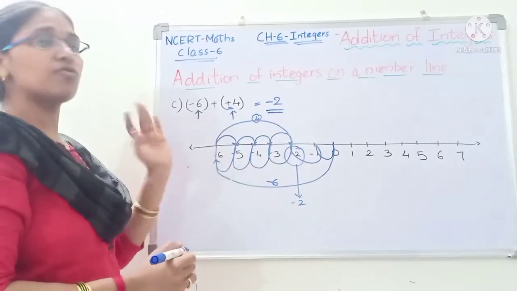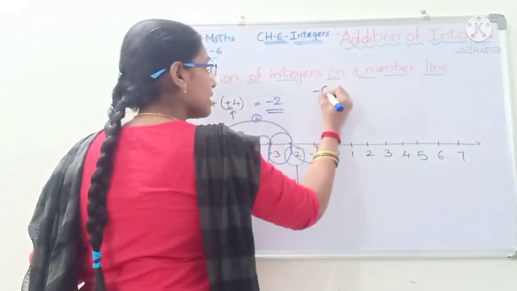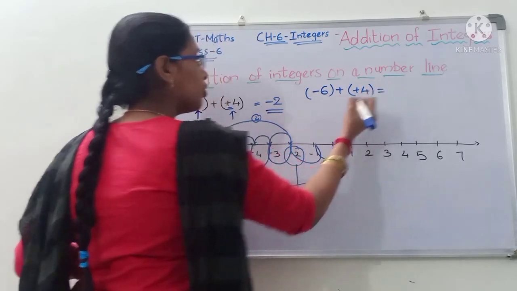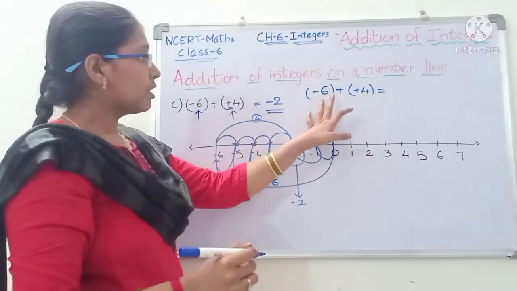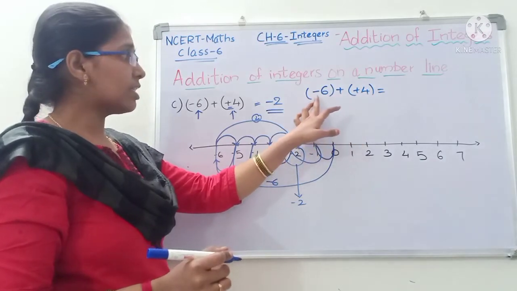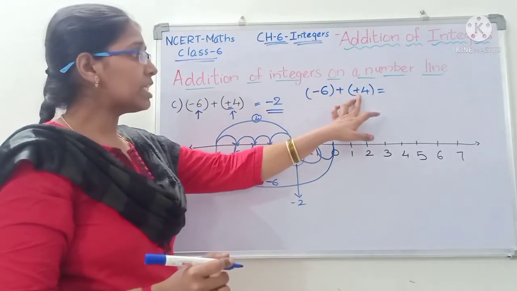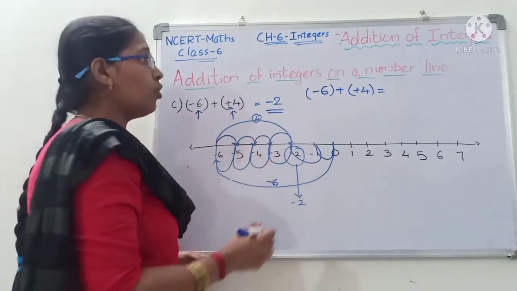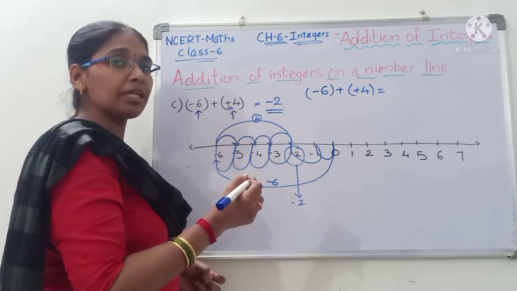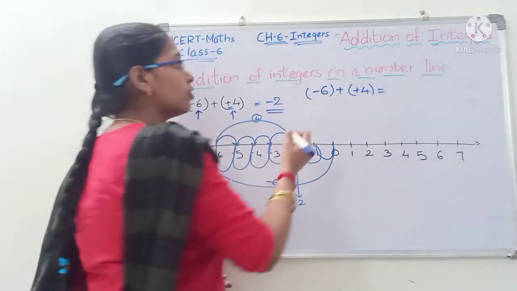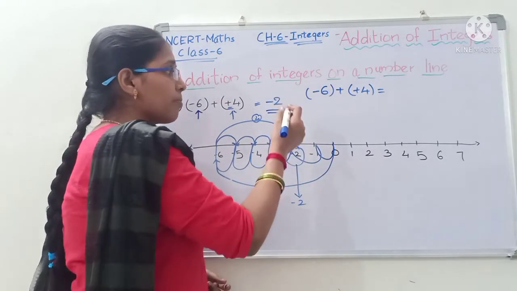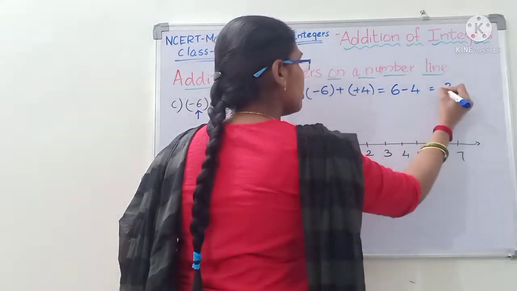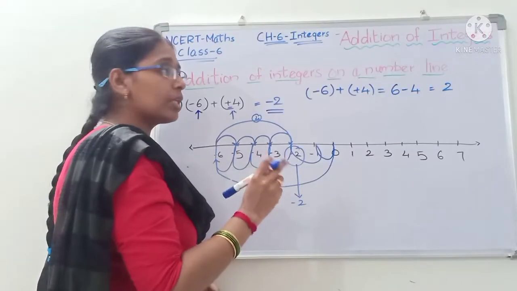Now let's do this without using number line. Minus 6 plus 4. How should you add, children? When you add two integers, first check the sign. One is minus, one is plus. The two signs are opposite. So, should you add or subtract? Yes, you should subtract. You should subtract the small number from big number. Big number is 6, small number is 4. So, 6 minus 4 is 2. Now, is it over? No, it is not over.